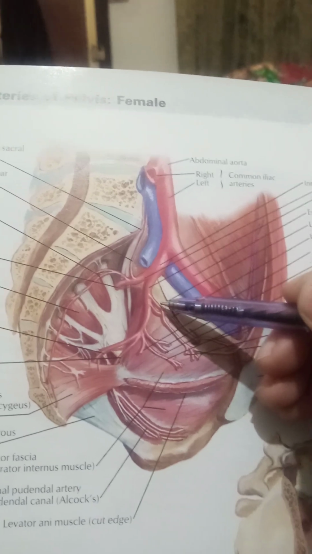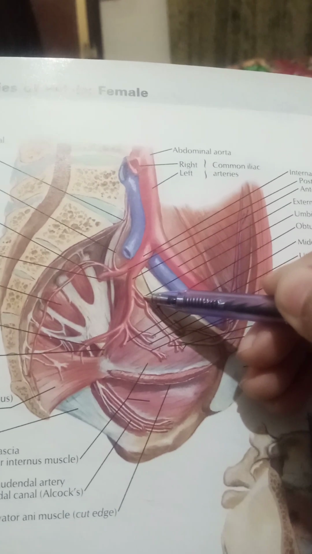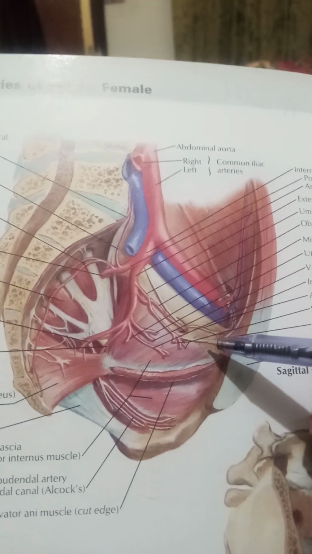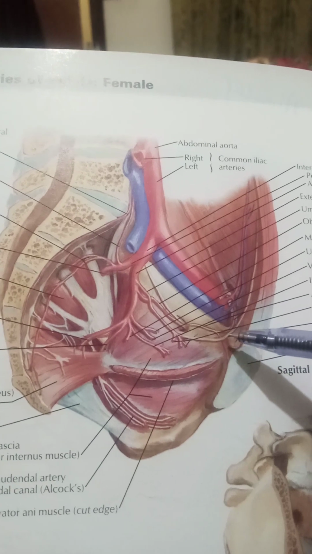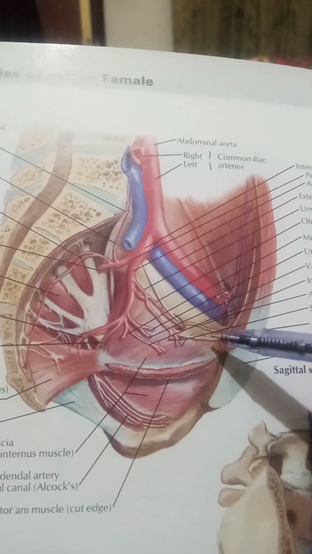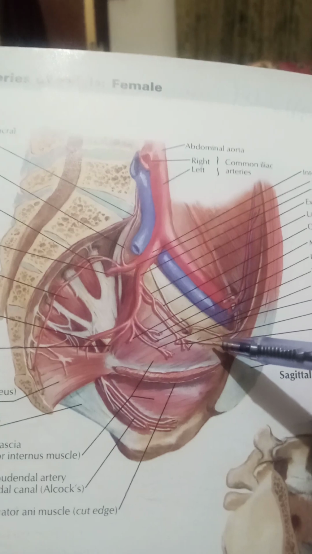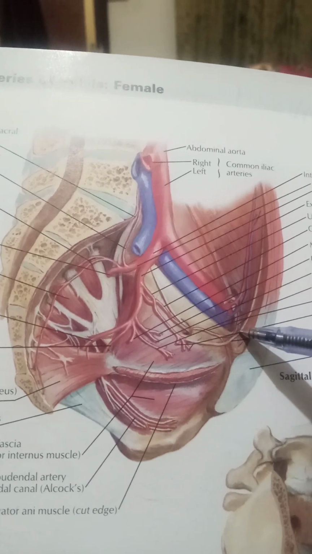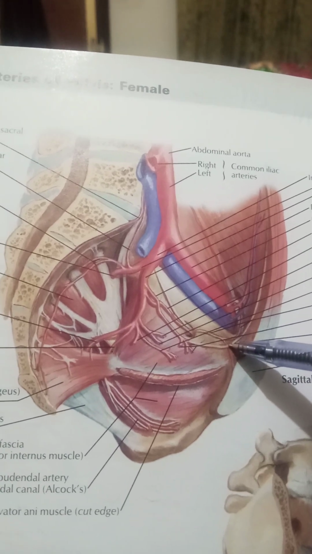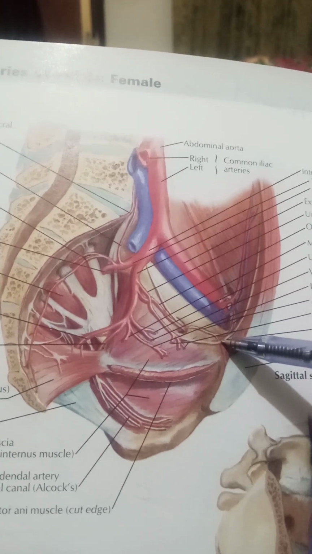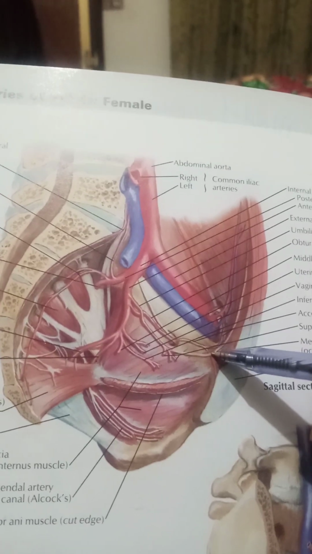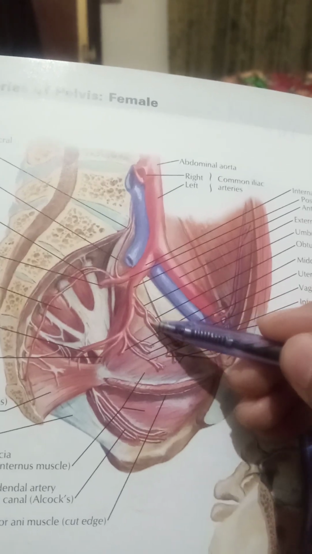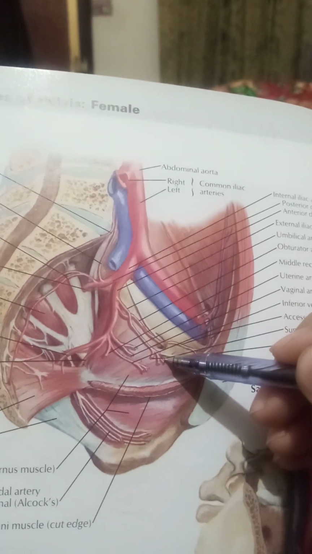Umbilical artery, this is the patent part of the umbilical artery. If we follow it, then this is the occluded part of the umbilical artery. Occluded part of the umbilical artery is the medial umbilical ligament. If we see the embryological remnants of the umbilical artery, then this is the medial umbilical ligament. And this umbilical artery also gives rise to the superior vesical arteries.